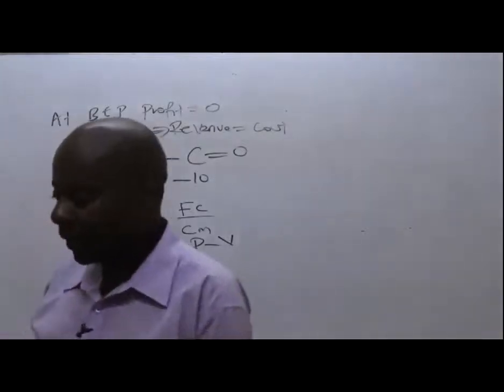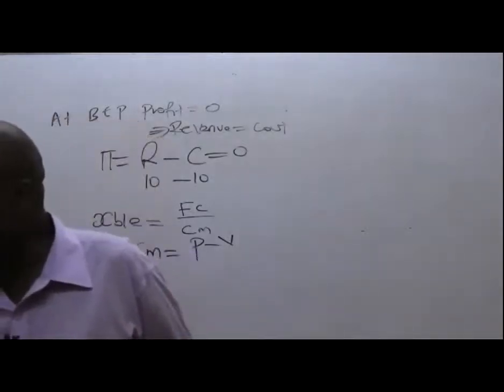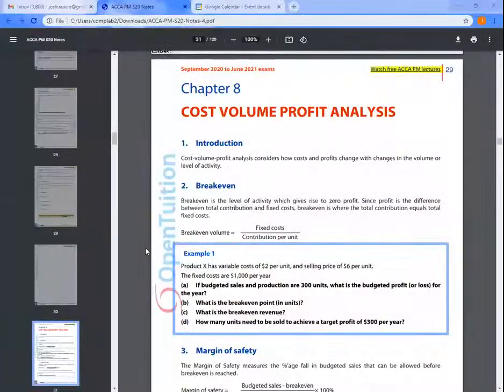Let's see. So, ladies and gentlemen, let me share my book with you here. They've told us that the product has a variable cost of 2. And the selling price is how much? The selling price is 6. The fixed cost is 1,000.